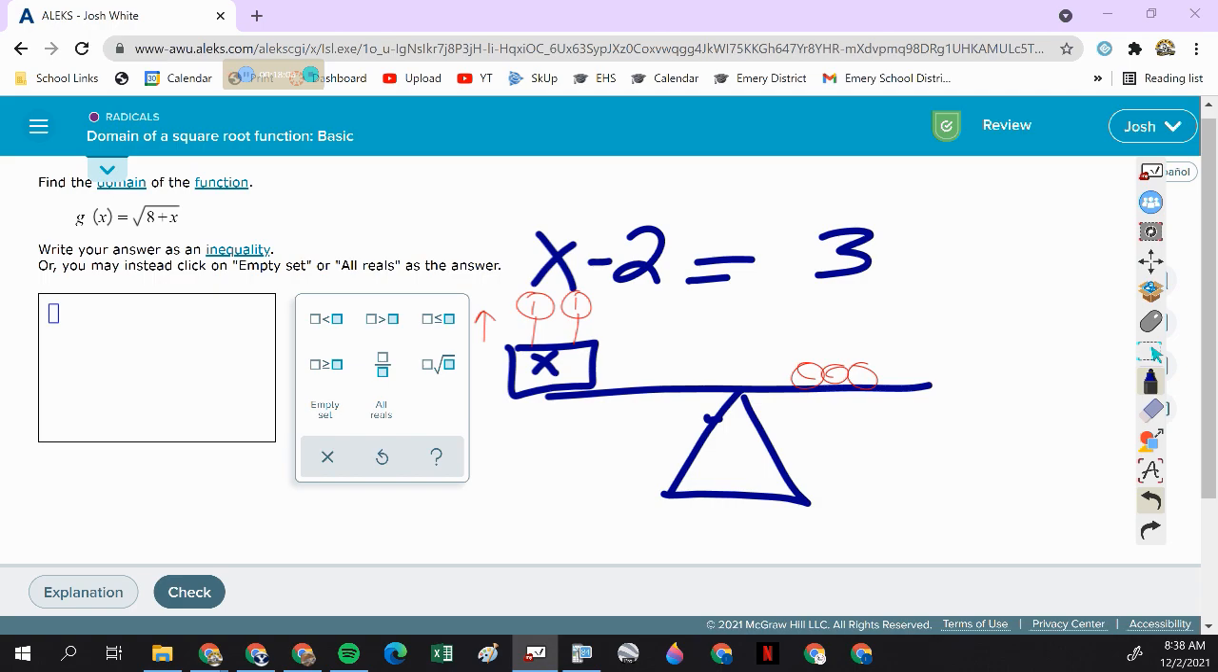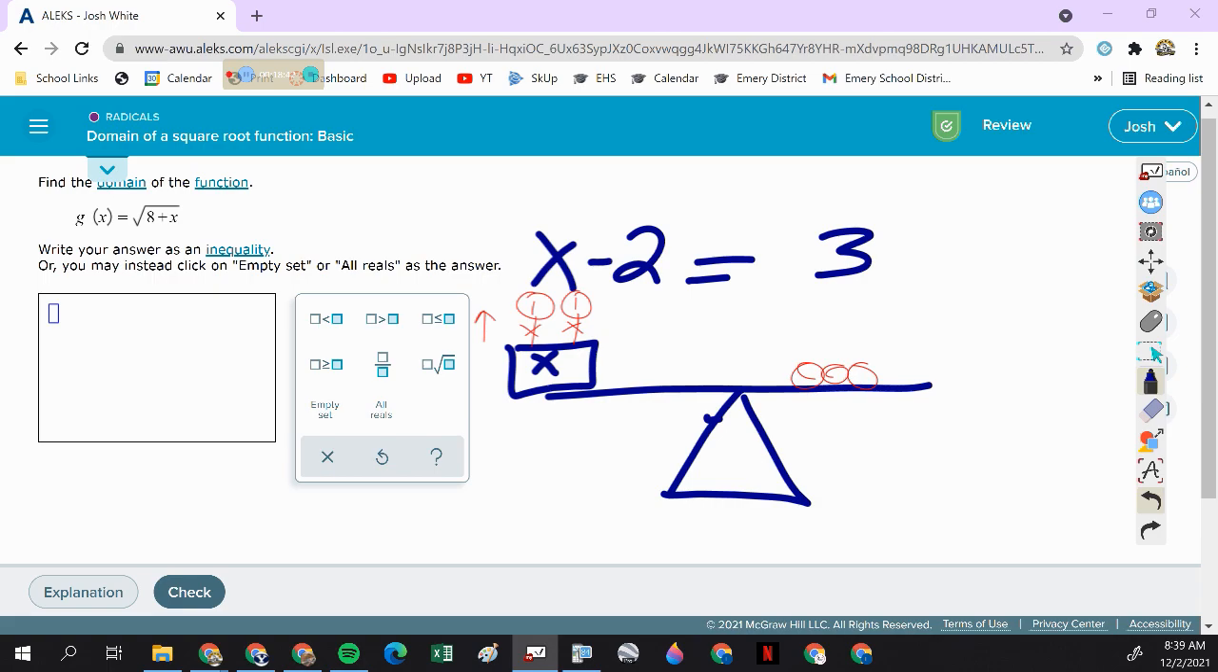X has an unknown weight. There are 3 pounds on the right side, but on the left side I have 2 balloons that are pulling up, and they are pulling up with the force of 1 pound. Okay? So what happens when I cut the string on those 2 balloons? Which side weighs more now? The right side or the left side? If you cut the balloon strings, so the balloon strings are pulling up on the left, if I cut them, which side is heavy?